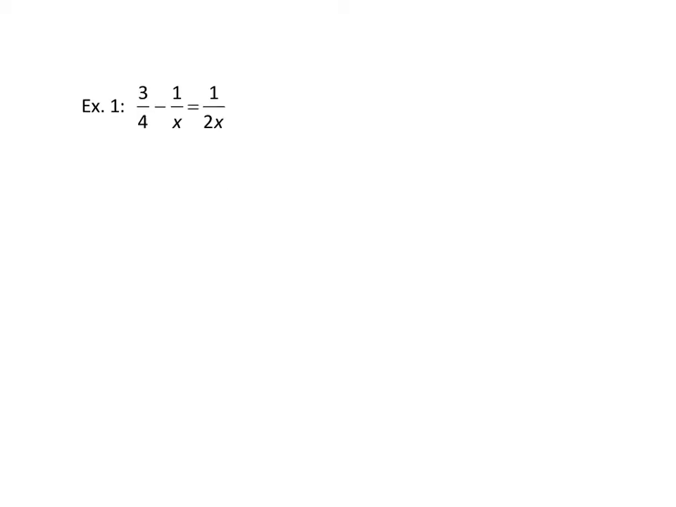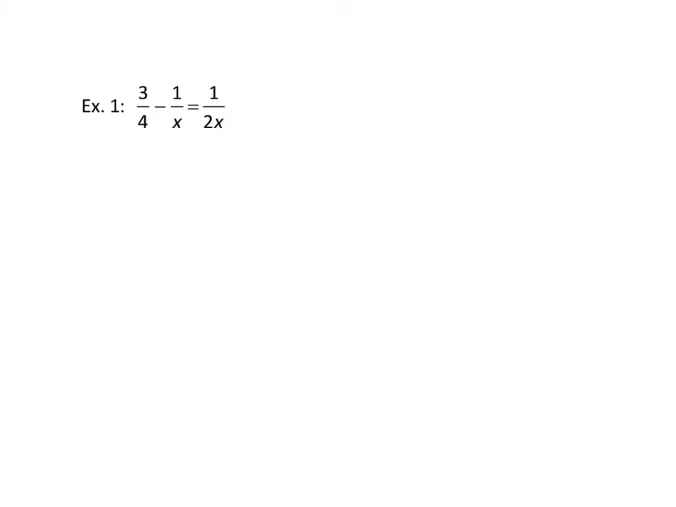Okay. When solving rational equations, we know that we have rational expressions, which means we have denominators. In my mind, if we can get rid of the denominators, then it makes solving the rational equation that much easier. So let's begin by finding the LCD of each denominator that we have.